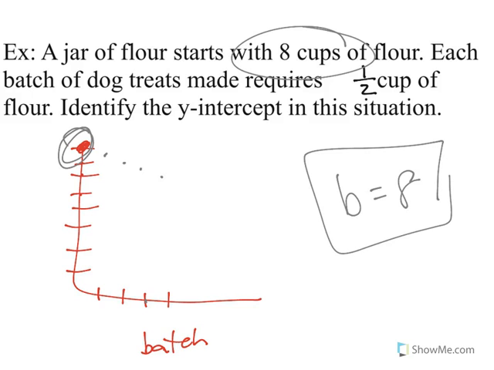Now the y-intercept can be negative, right? So maybe your bank account starts with -$4 and then you add $6 every day. Well, then your y-intercept would be negative because you start in a negative. So make sure you're paying attention to whether it's positive or negative. It could be either.